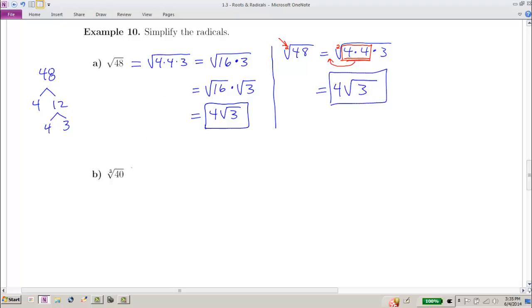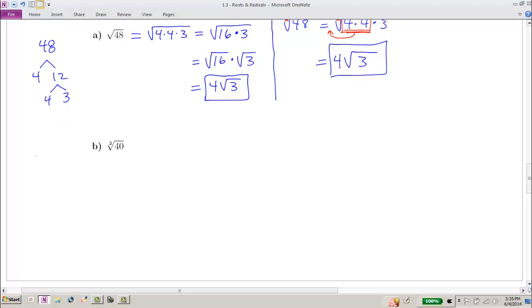In part B, we have the cube root of 40. So again, we're going to start by factoring. 40 is 4 times 10. 4 is 2 times 2, and 10 is 2 times 5. So this is the cube root of 2 times 2 times 2 times 5.